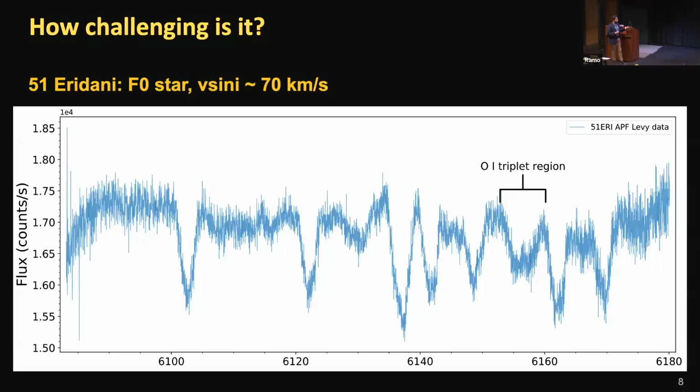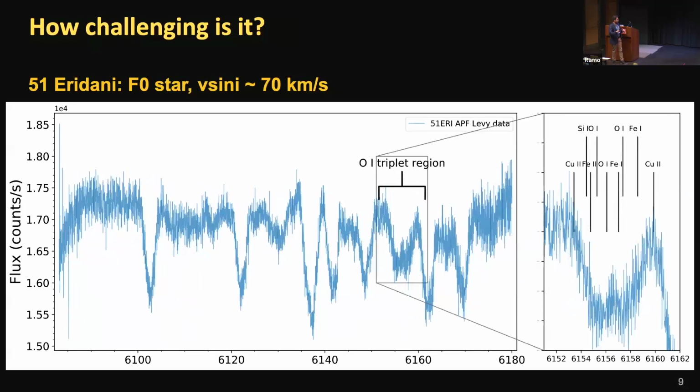This is one of the orders with one of the main oxygen features, the oxygen triplet line. This feature is supposed to be three oxygen lines, but if you actually go in and look at how many lines are there, you have like 8 or 9 in this one blended feature. And to get the abundance of oxygen, you need to deconvolve the effects of all of the other lines on the equivalent width of the feature, basically on the size of the feature.